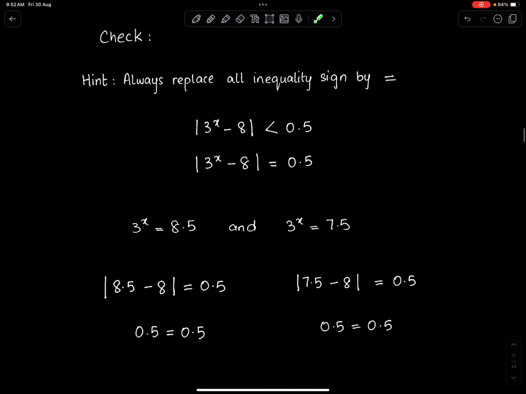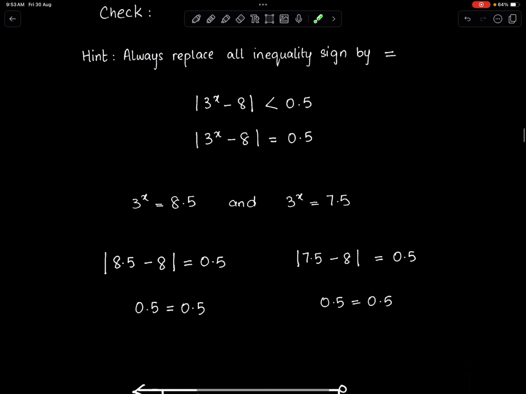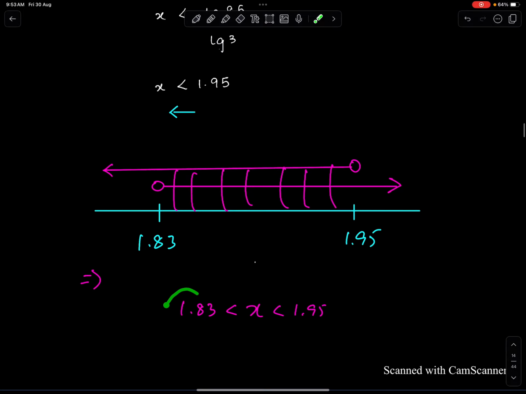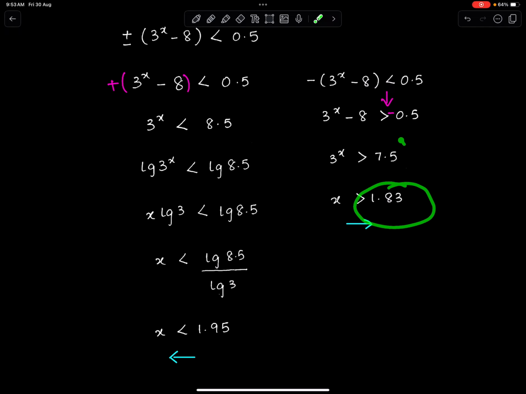So we will check these answers with this equation, and we will substitute exact values. Make sure when you check your answers in index inequalities, then always substitute exact values, meaning the value of 3 power x. Don't substitute 1.83. You got 1.83 when you solved 3 power x equal to 7.5. So instead of substituting 1.83, substitute 7.5. Similarly, instead of substituting 1.95, substitute 8.5.